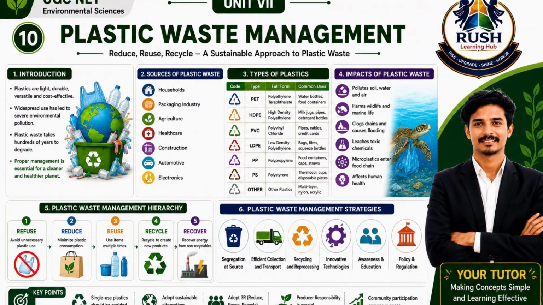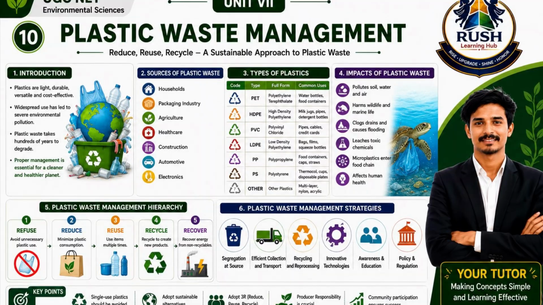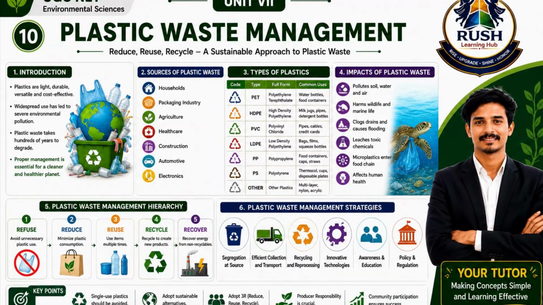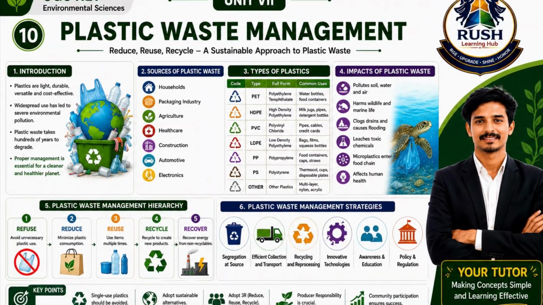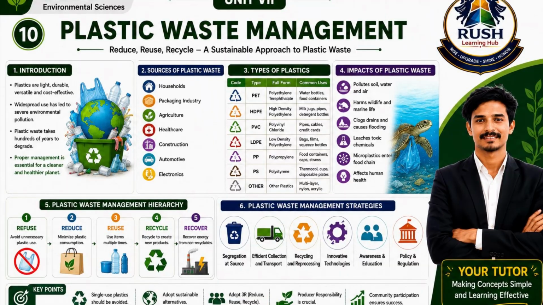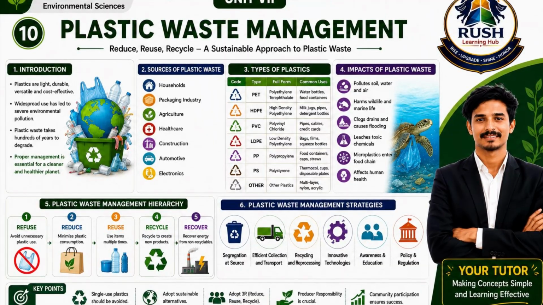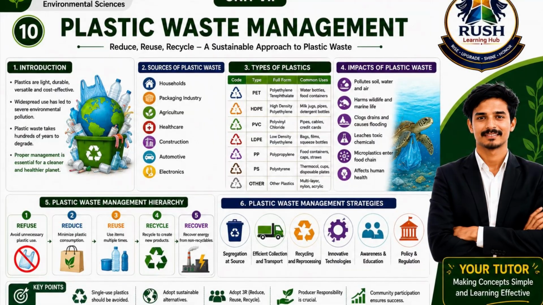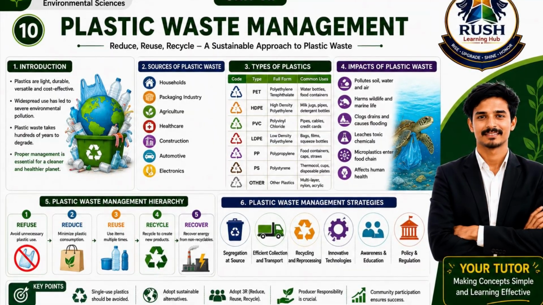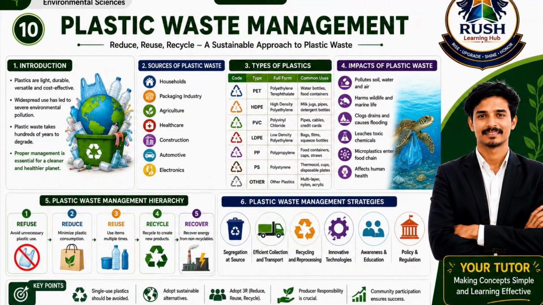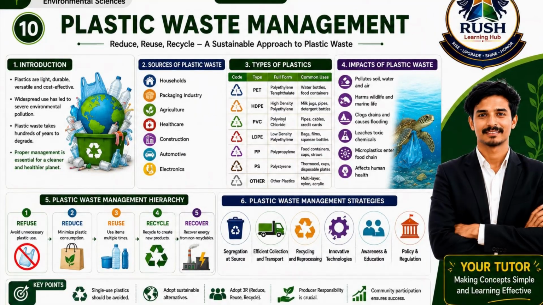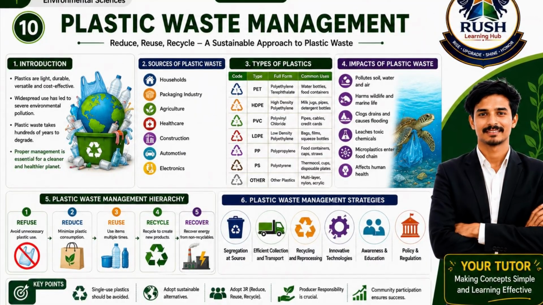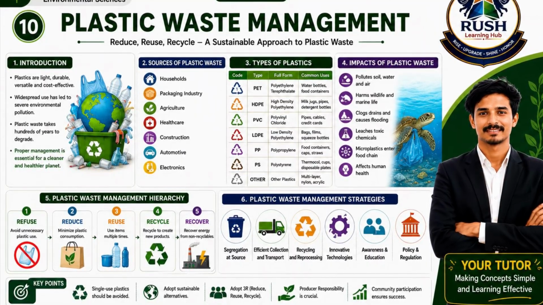The most effective strategy is to follow the 5 Rs. The first R is refuse, which means avoiding unnecessary plastic products, especially single-use plastics. The second R is reduce, which means minimizing plastic consumption. The third R is reuse, which encourages using products multiple times instead of discarding them after one use.